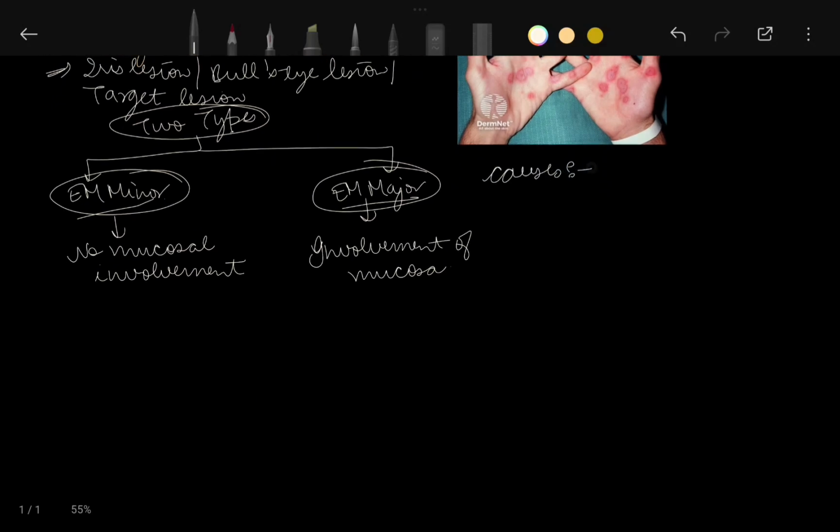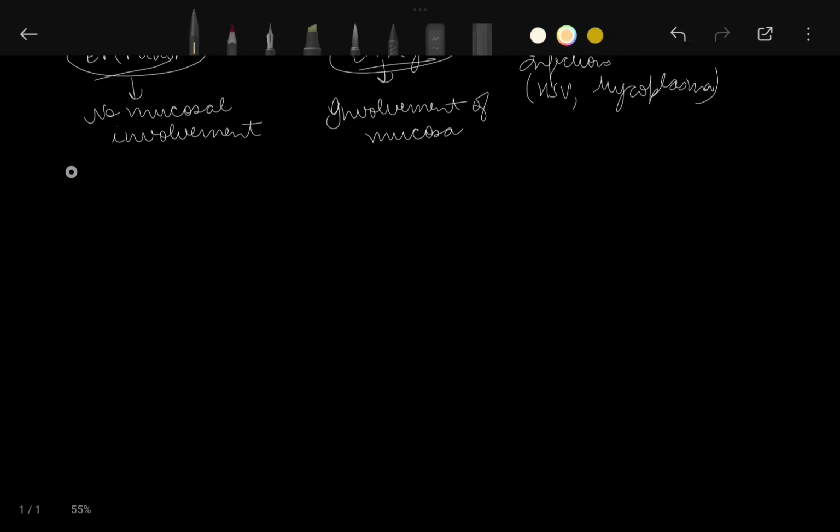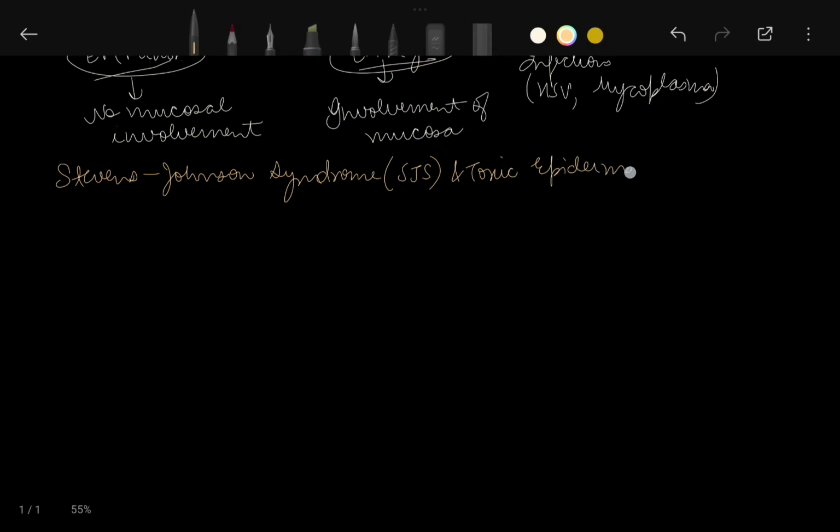Now what are the causes? The causes are drugs or infections of any kind, such as HSV and mycoplasma. HSV and mycoplasma are causes of erythema multiforme. Earlier we studied fixed drug eruptions, then erythema multiforme. Now we are going to study Stevens-Johnson syndrome and toxic epidermal necrolysis.